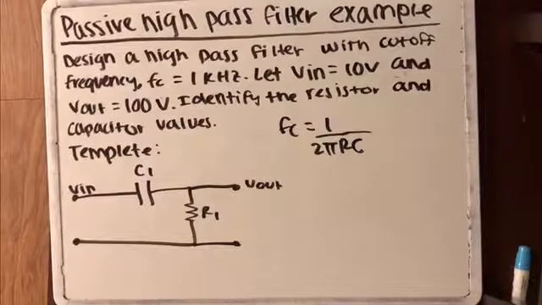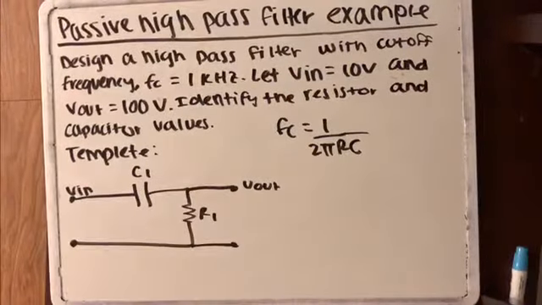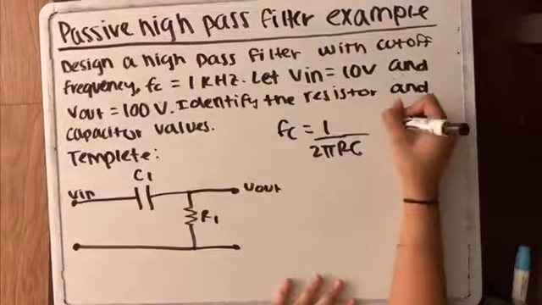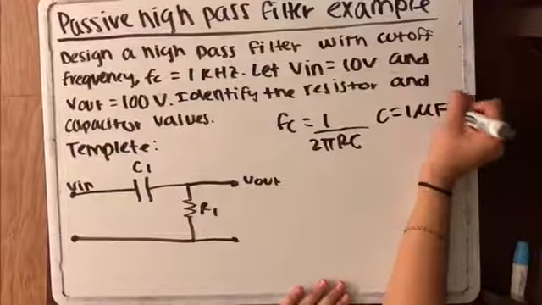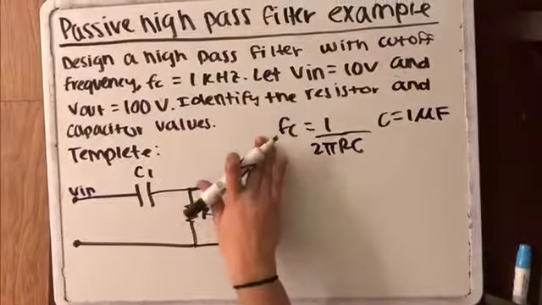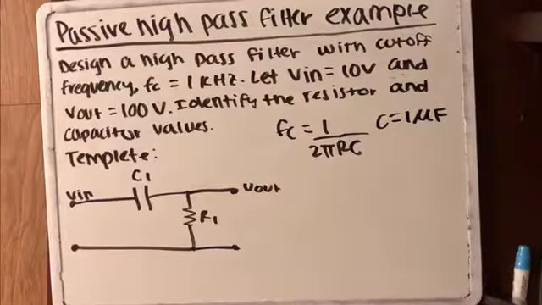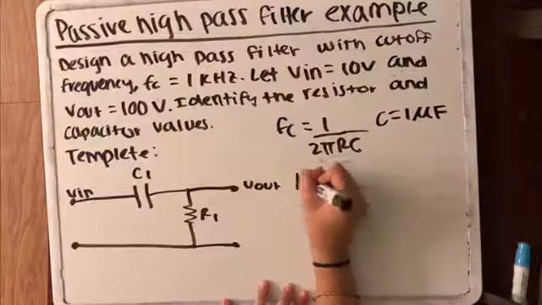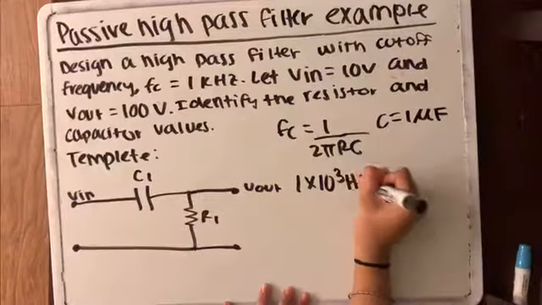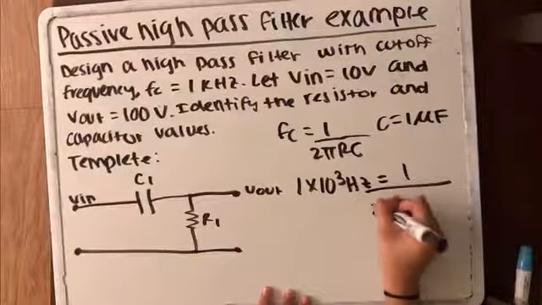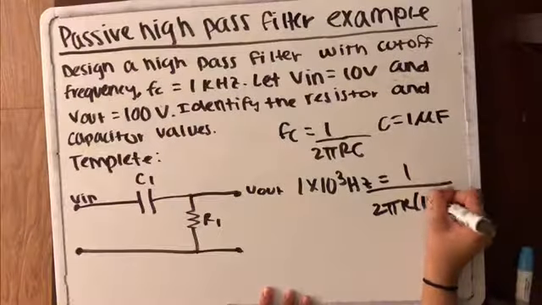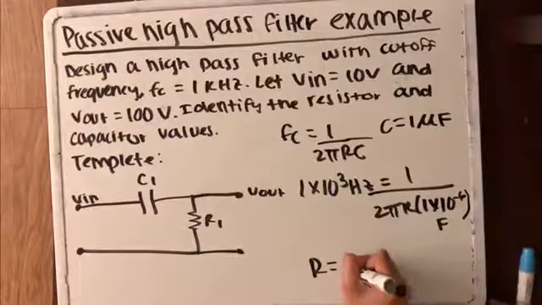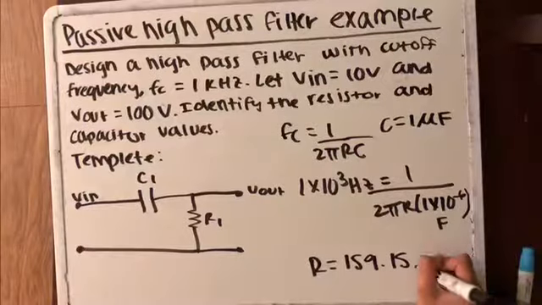So to solve this, we have this cutoff frequency equation, and we're going to solve for R and just make up a C value, and it can be anything we want, but to make it easy, we're going to make C equal to 1 microfarad. To solve for R, we have our FC value and our C value, so we can plug these values in. So FC is equal to 1 times 10 to the 3 hertz is equal to 1 over 2 pi R times 1 times 10 to the minus 6 farads. And when we do this, R equals 159.15 ohms.